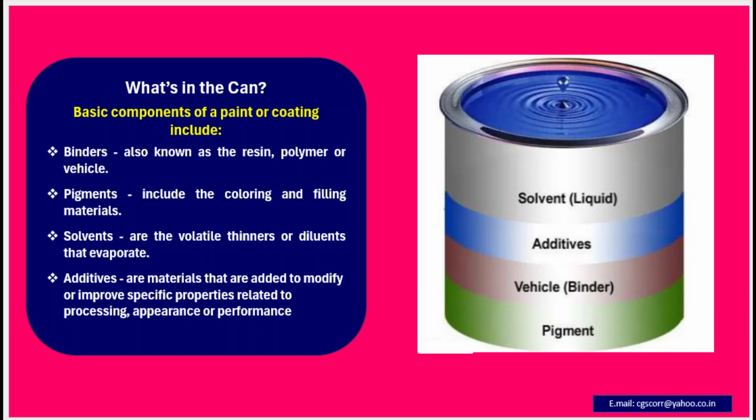The paint can on the right side shows that the top contains solvent liquid, additives, and beneath that the vehicle binder. On the bottommost you can see pigment. So from bottom to top, pigment, over this vehicle binder, over these additives, and over the top you have solvent liquid.